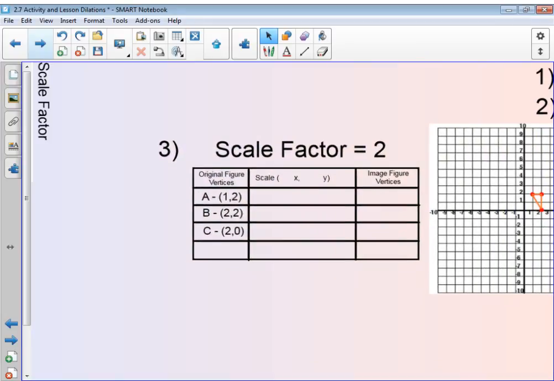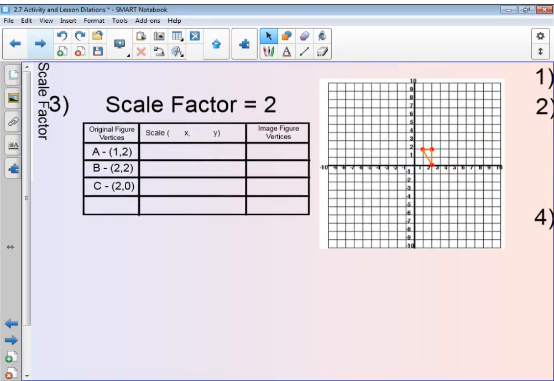Okay, so I want you to go ahead and try this one. This time your scale factor is going to be a 2. And I gave you the same coordinates as the previous one. Now, some of you won't need this middle section because you'll just multiply in your head. And some of you need to go through and actually see it. So go ahead and pause your video and work your way through this part of the lesson.